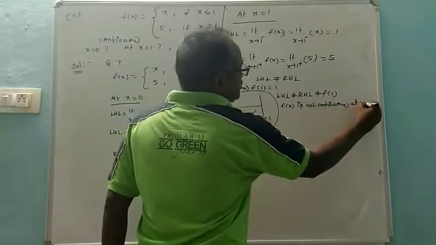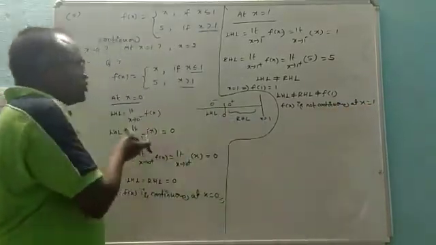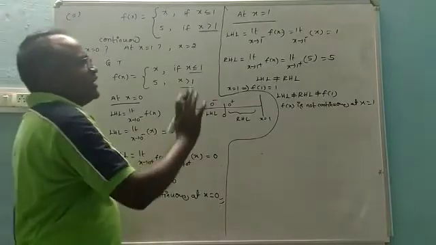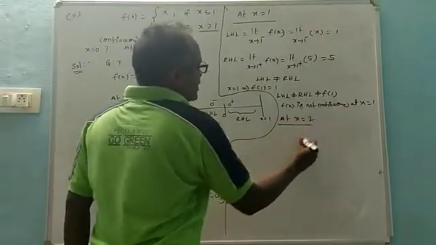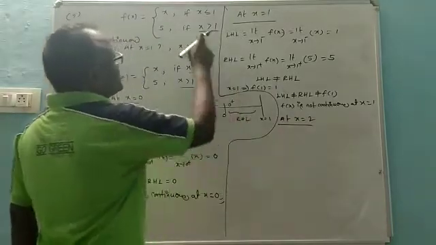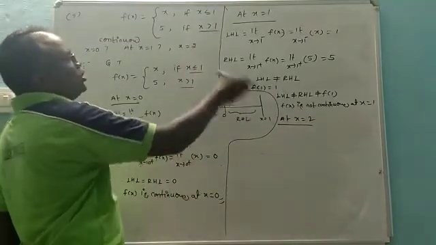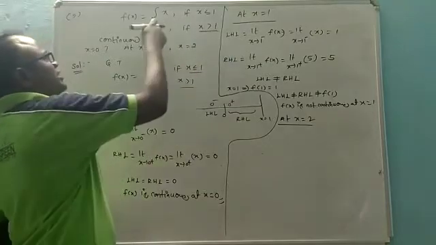At x is equal to 1. So x is equal to 0 is continuous, x is equal to 1 is not continuous. What about next, at x is equal to 2? At x is equal to 2, which is greater than 1, both 2 plus and 2 minus use the same function.